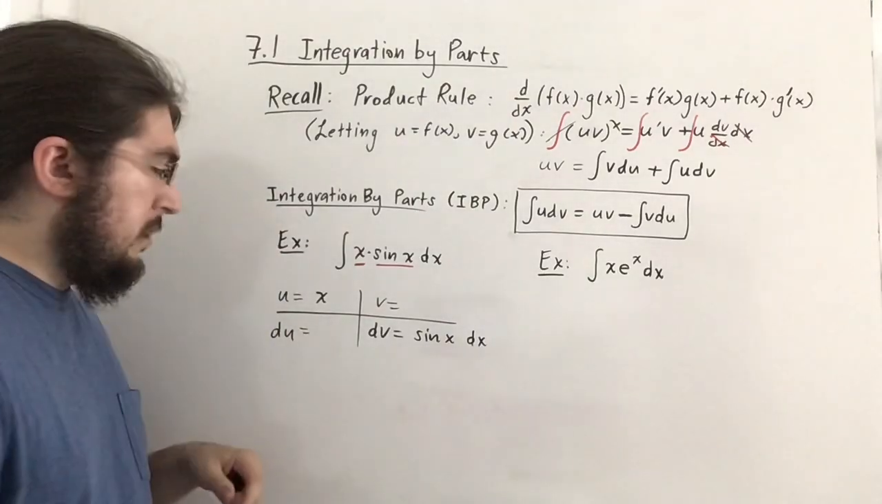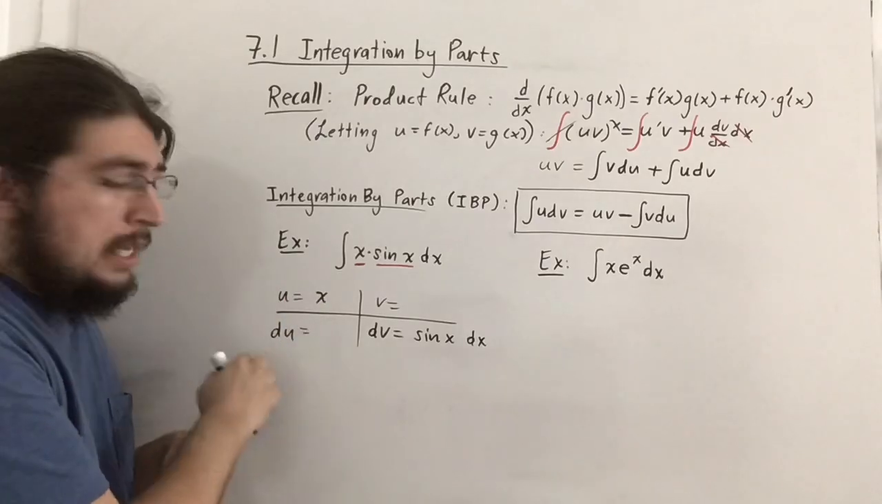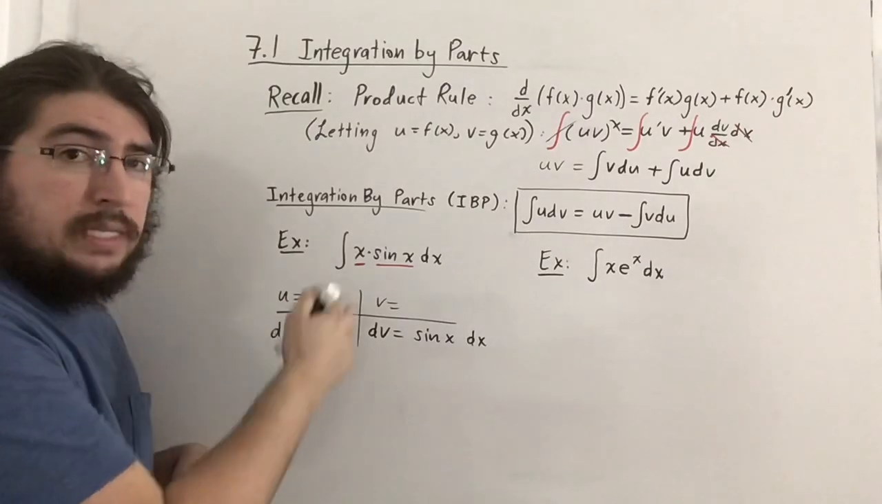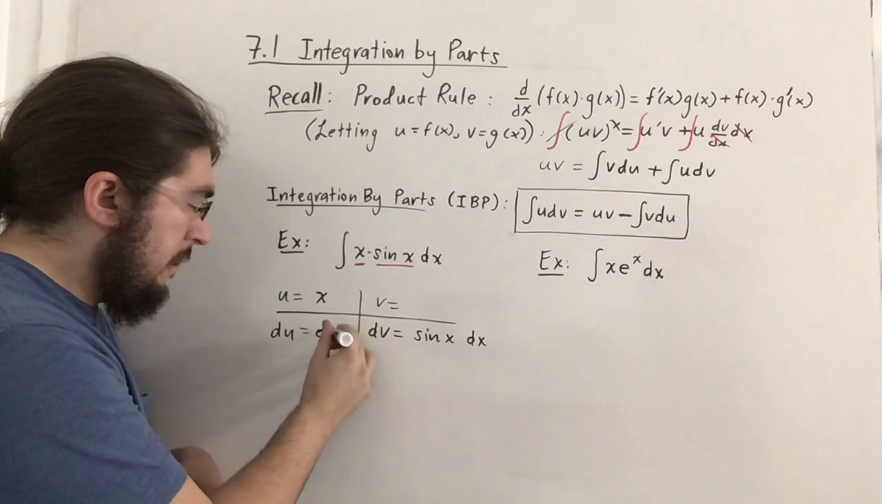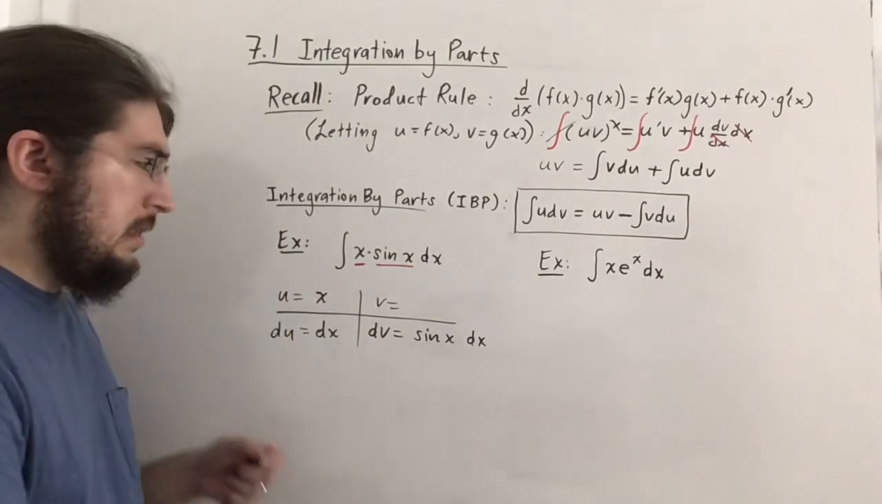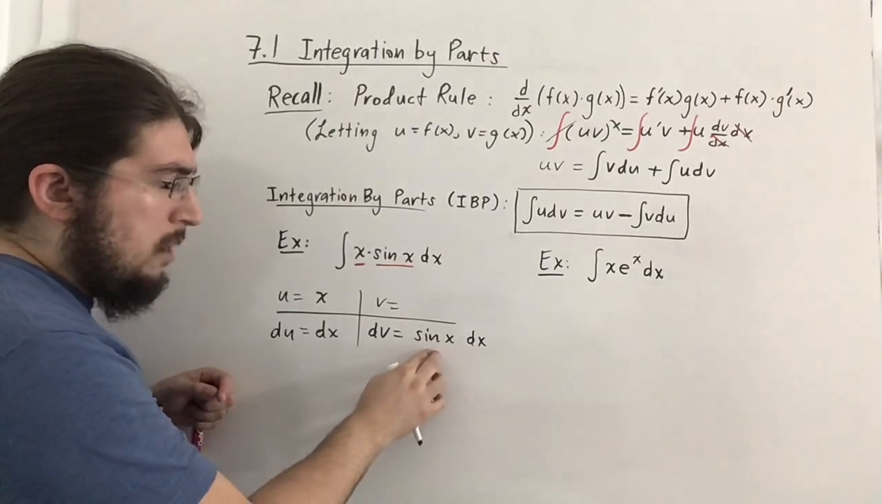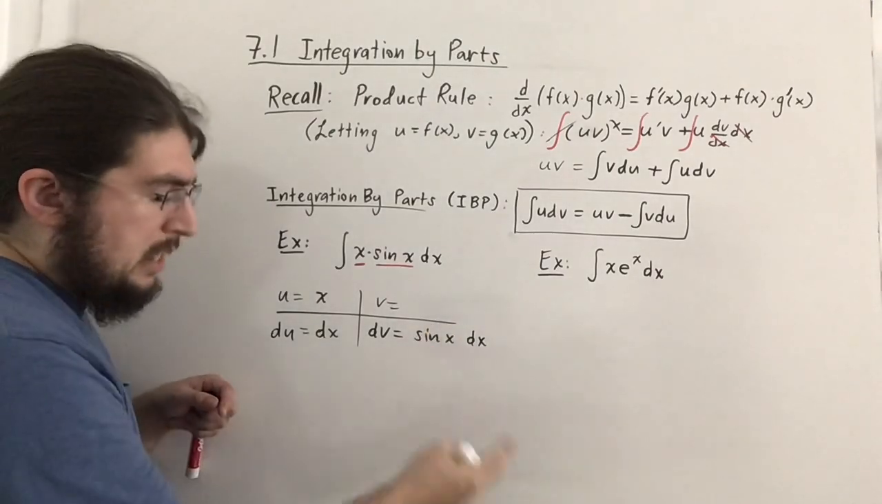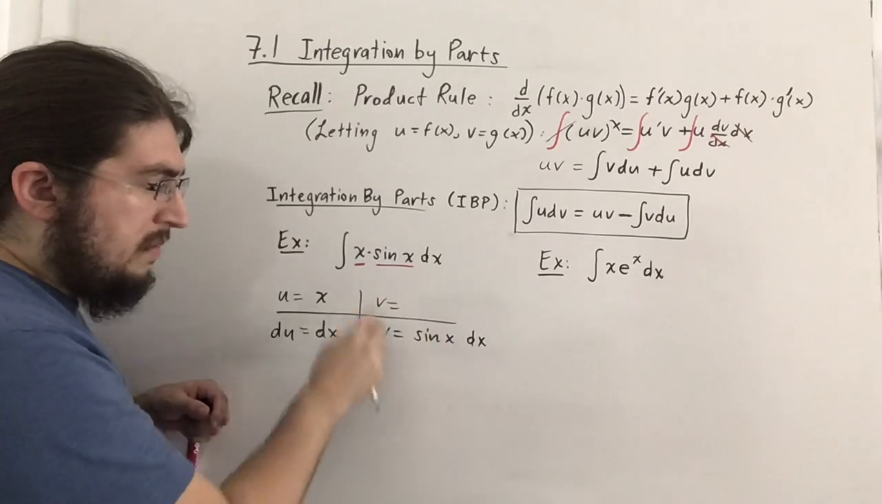And we'll see something similar to what we saw in the substitution rule, or in u substitution. If u is equal to x, then du is the derivative of that times dx. In other words, it's just dx. This basically says if u is equal to x, then their derivatives are equal, which makes sense. And here we want to find the antiderivative of sine of x to get from dv to v.